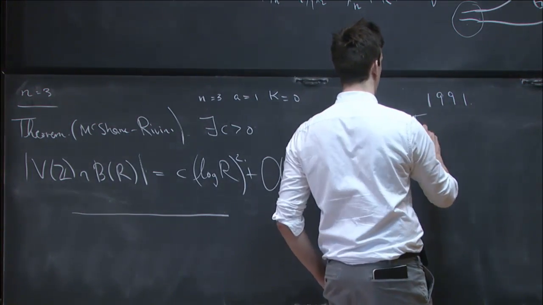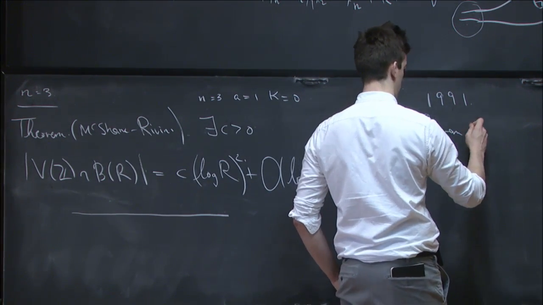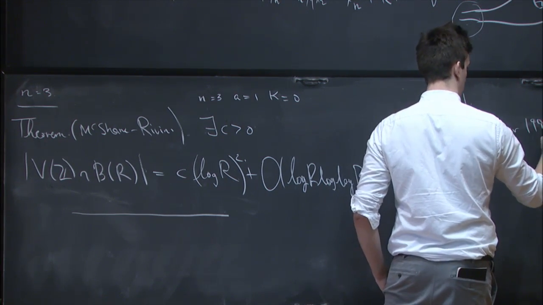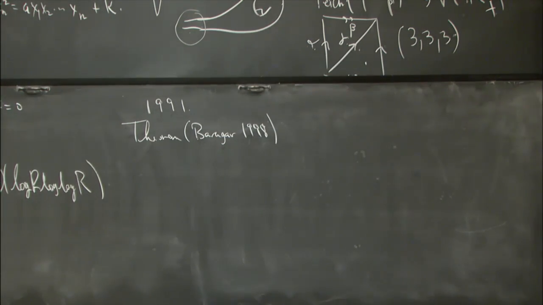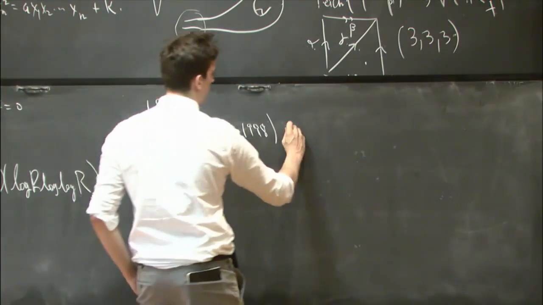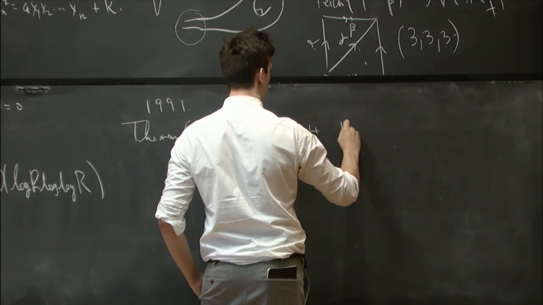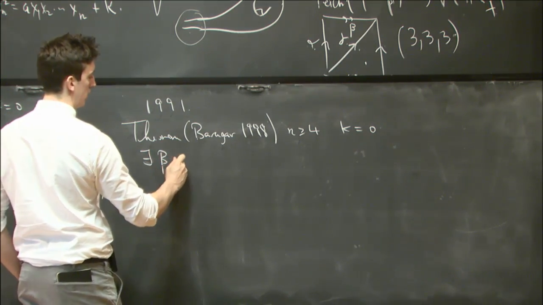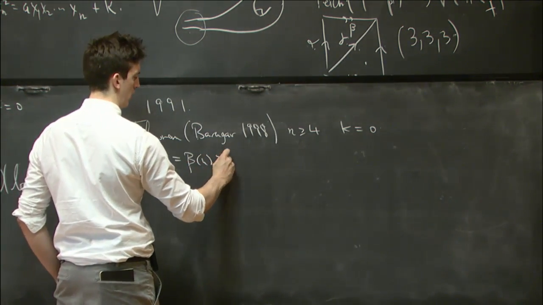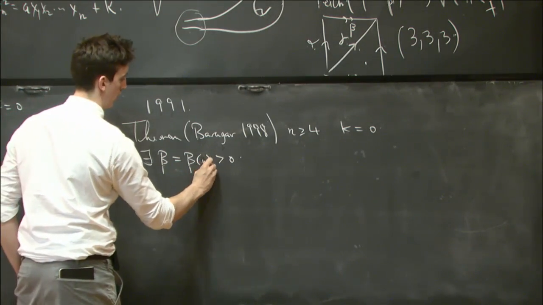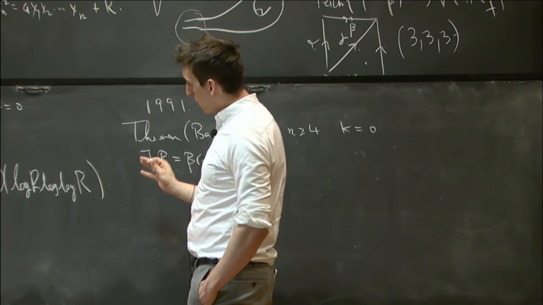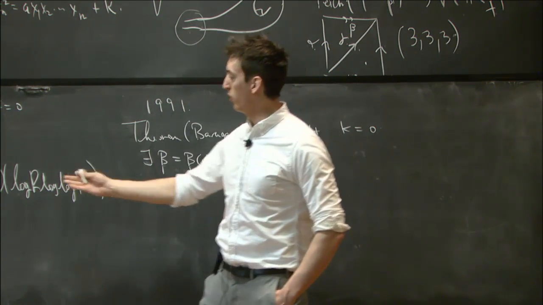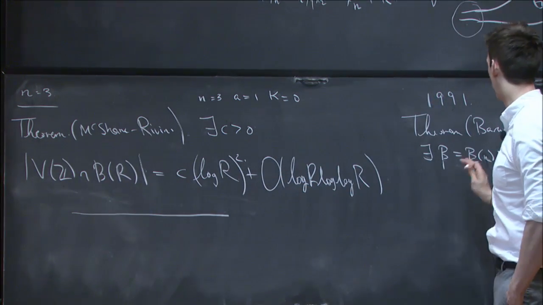It's the theorem of Barragar, in a 1998 preprint, that if n is at least 4 and k is 0, there exists a number beta depending on n, which is positive. And it's nowhere near this, but it does tell you that you have a coarse polylogarithmic rate of growth in R. So let me tell you exactly what that means.